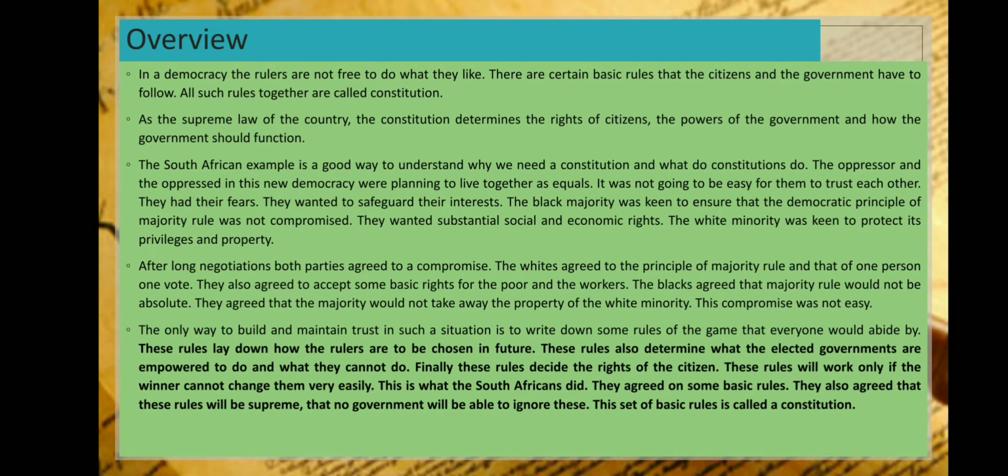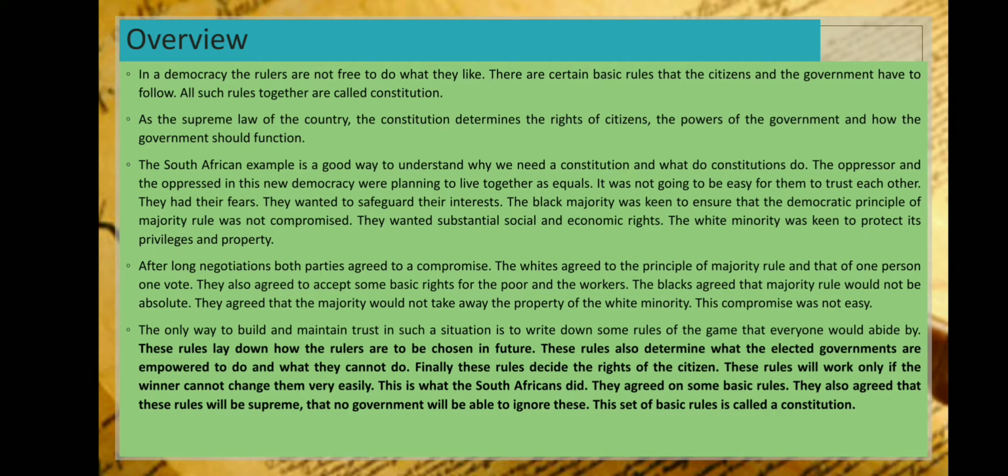Okay, now let us have an overview of the topic. In the previous chapter, we learned that in a democracy, the rulers are not free to do what they like. There are certain basic rules that the citizens and the government have to follow. All such rules together are called constitution. As the supreme law of the country, the constitution determines the rights of citizens, the powers of the government, and how the government should function.